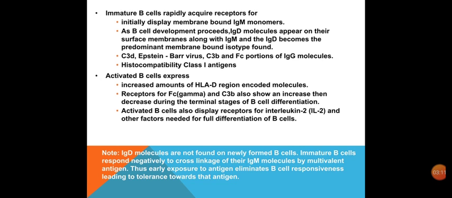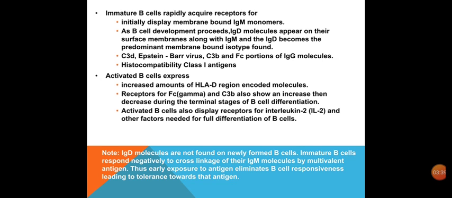When B cells become activated, an increased amount of HLA-D region encoded molecules appears on the surface. Receptors for Fc gamma and C3b also show an increase, then decrease during the terminal stages of B cell differentiation. Activated B cells also display receptors for interleukin 2 and other factors needed for full differentiation of B cells.